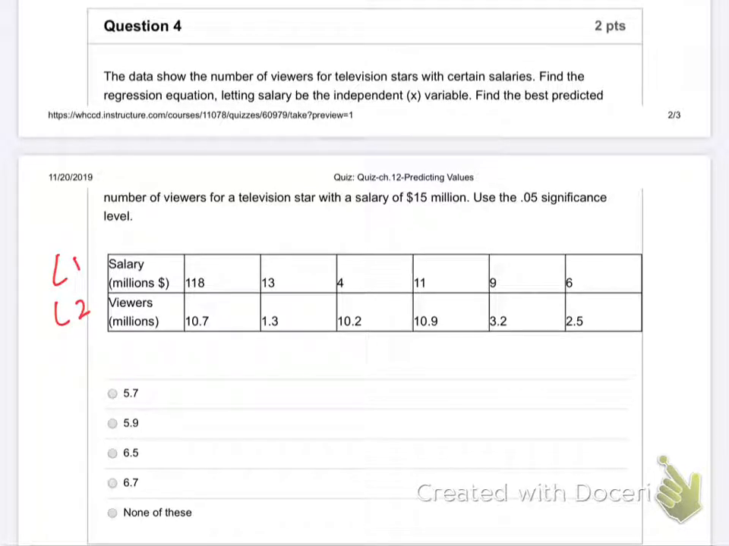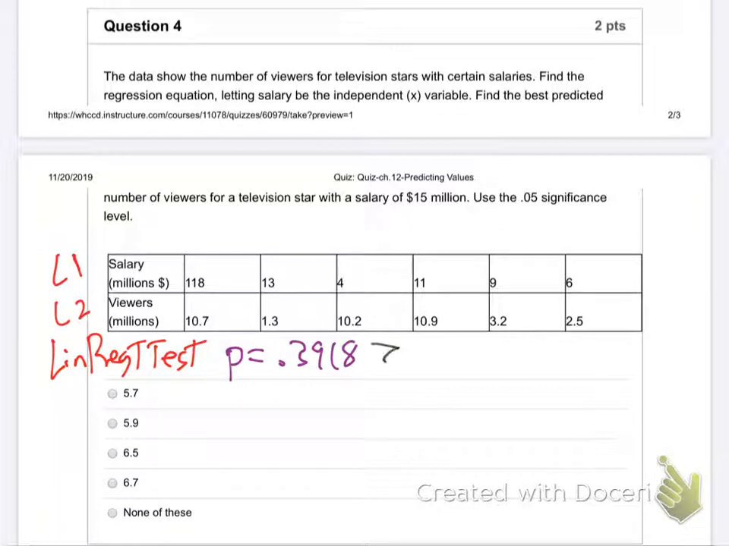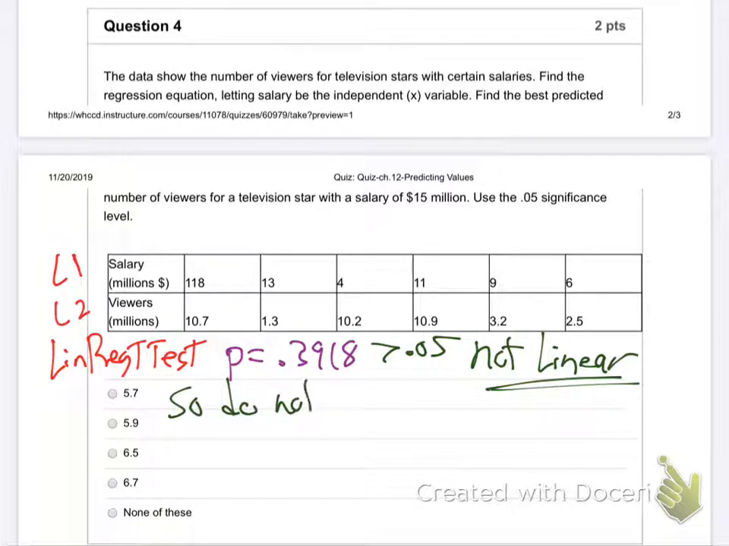Same thing, L1, L2. Put it in the calculator. So I'm doing the linear regression t-test. And I got a p-value 0.3918. Like we thought, that's a high p-value, huh? That's greater than 0.05, so there's not strong evidence of a linear connection there, right? Those dots do not line up, that means. So do not use the y equals a plus bx equation. You know, it'll give you the a and the b, but it's no good.